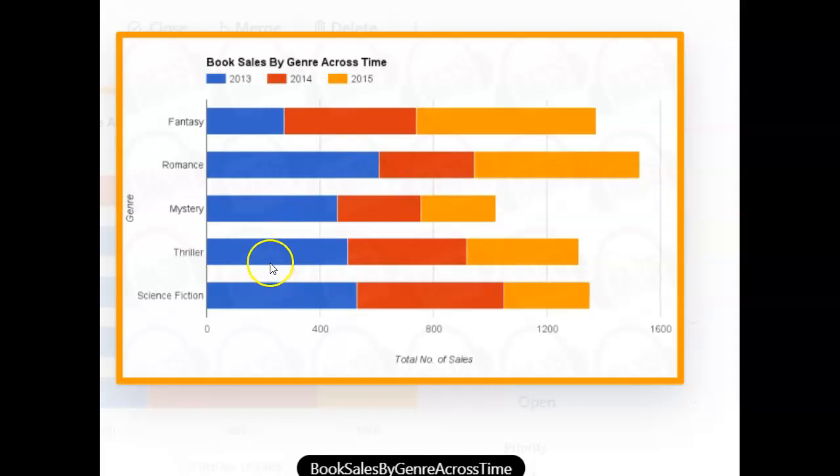So you would want to mention that in 2013 fantasy was the least popular of the 3 book genres, whereas romance was the most. And then you could say that in 2014, fantasy and science fiction were fairly equal in sales, whereas mystery was the least. And then you could say that fantasy and romance were the most popular book genres in 2015, whereas mystery, again, was the least. So you could do something like that.